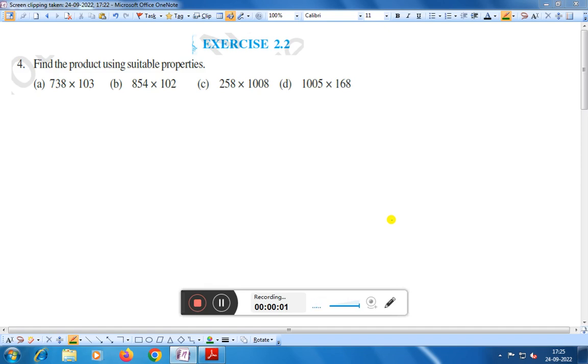Dear friends, today we will discuss exercise 2.2 question number 4. Find the product using suitable properties. Here we will use only one property, that is the distributive property.